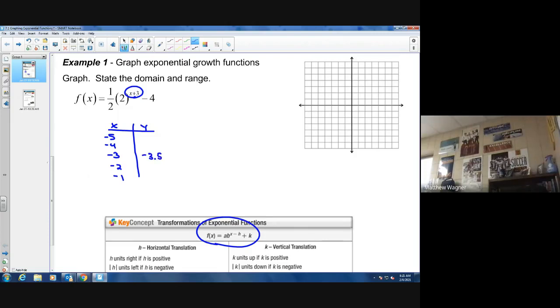All right, we go the other way. -3 plus 2 is -1... sorry, -3 plus 4 is 1. 2 to the first is 2. 2 times a half is 1. 1 minus 4 is -3. If I plug in a -1, 2 squared is 4. 4 times a half is 2. 2 minus 4 is -2. And then if we go the other way, we're going to wind up with -3.75 and -3.875.